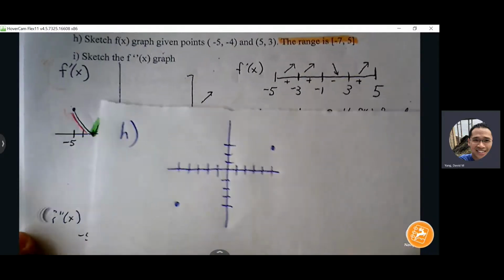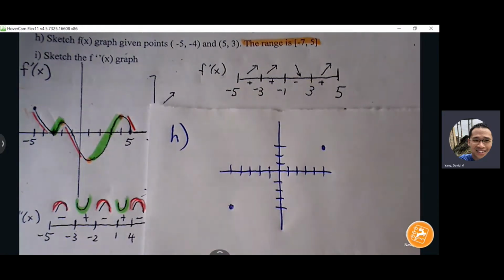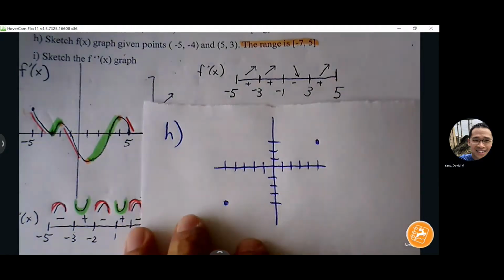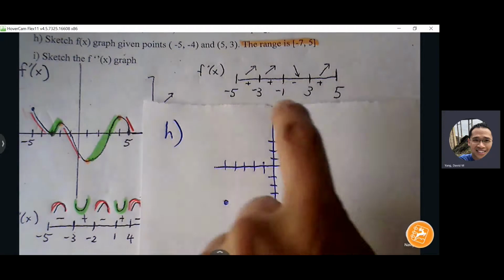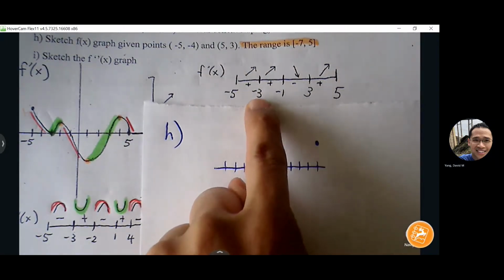But right now, we'll just focus on our slope sign line. We want our graph to move in the way that the arrows are moving. So the graph is going to rise at -3. What's going to happen with the graph?